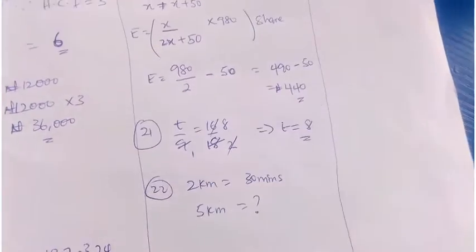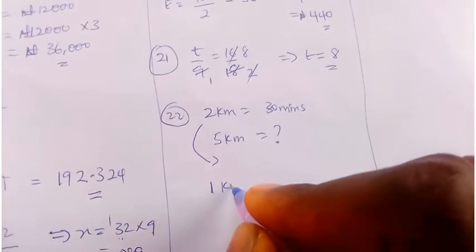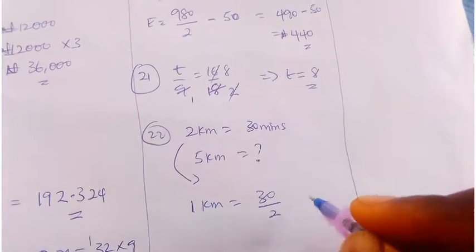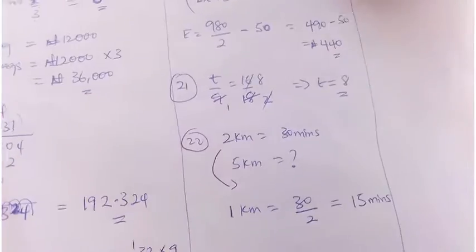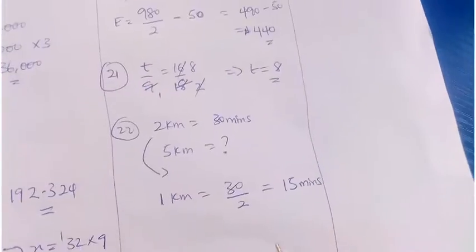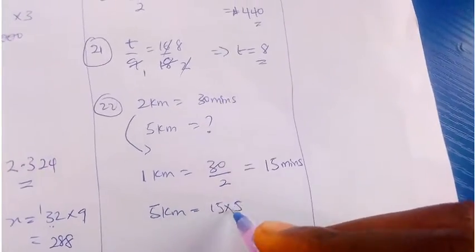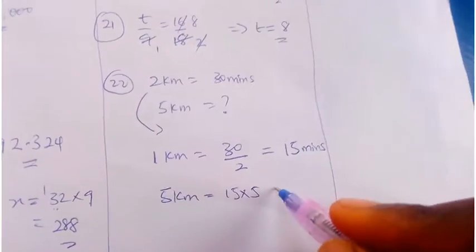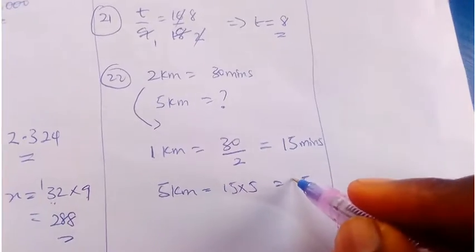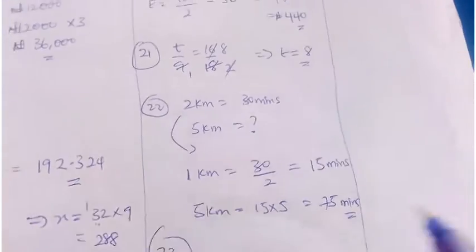Now, from calculation, if he treks 2 kilometers in 30 minutes, 1 kilometer will be 30 over 2. That's 15 minutes. If we trek 1 kilometer in 15 minutes, then 5 kilometers becomes 15 times 5. 5 times 5 is 25, carry 2, 5 times 1 is 5, plus 2, that's 75. So in 75 minutes, we trek 5 kilometers.